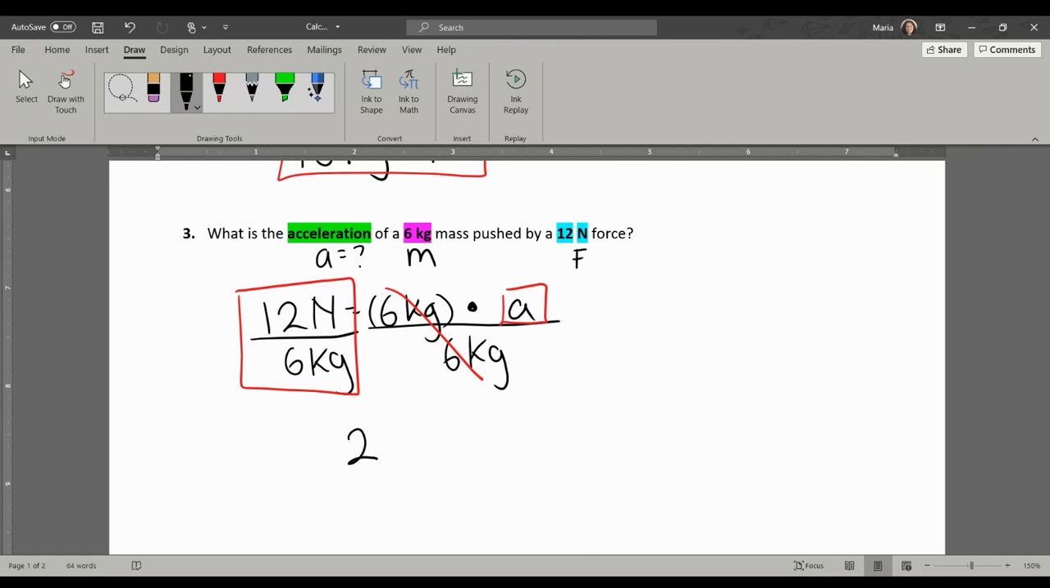Our units for acceleration are always meters per second squared. And that's my answer. And that's it. Now you know how to solve for force, mass, and acceleration, all using our formula.